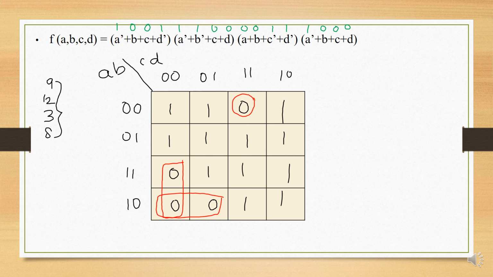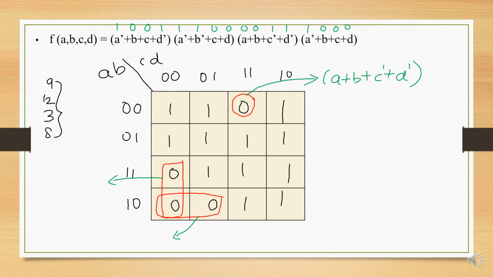Let us now write the simplified POS expression. Before we write it, we shall write the sum term for each of the groupings. Why are we going to write the sum term? Because we have grouped logic zeros. So let me start with the first grouping, the single. Look into the rows and column of this particular cell. We can write this as A plus B plus C bar plus D bar.